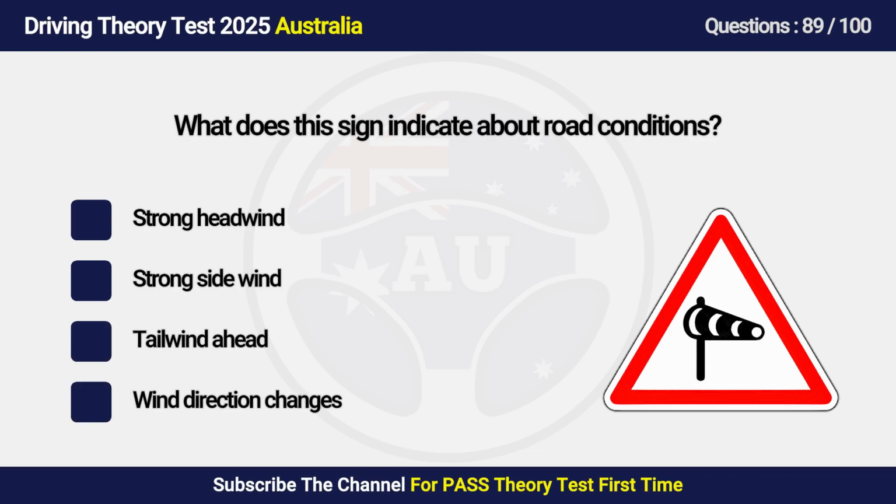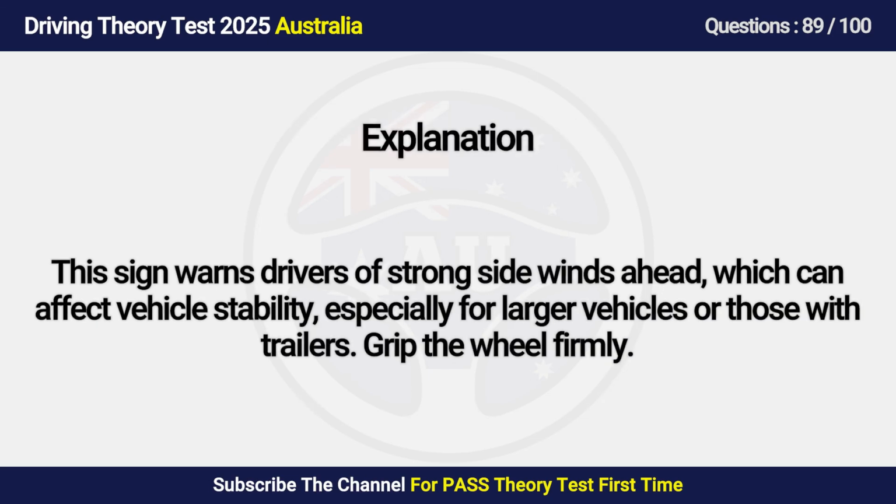A. Strong headwind. B. Strong side wind. C. Tailwind ahead. D. Wind direction changes. Answer is B. Strong side wind. This sign warns drivers of strong side winds ahead, which can affect vehicle stability, especially for larger vehicles or those with trailers. Grip the wheel firmly.